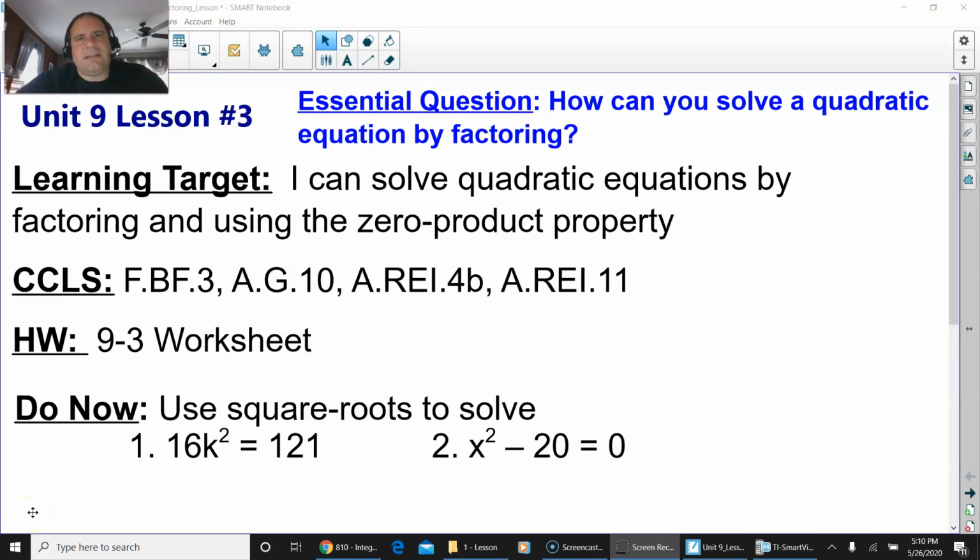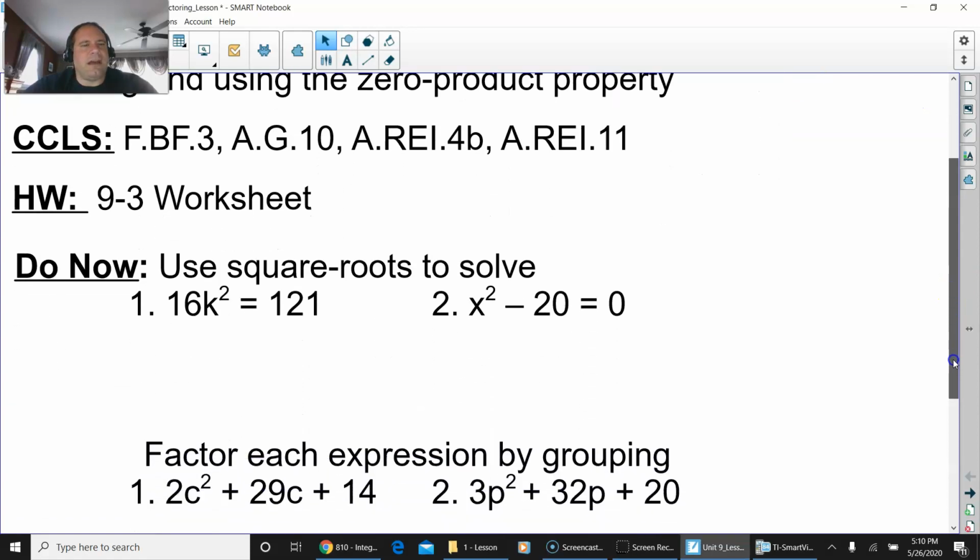Hello everybody, this is Unit 9, Lesson 3. And the learning target is I can solve quadratic equations by factoring and using the zero product property. And let's just go straight to the do now.